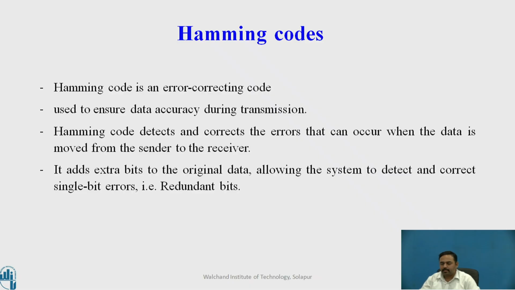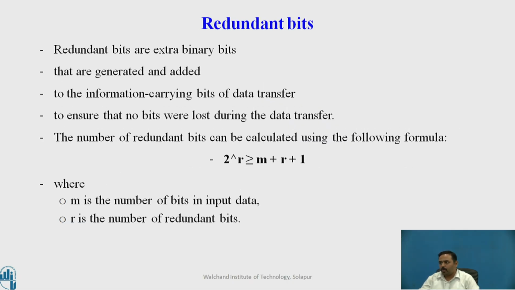So data is transferring from sender to receiver. It is like a USB, universal serial bus, which is a combination of 0101 format data. Now, what is a redundant bit? Redundant bits are extra binary bits that are generated and added to the data for carrying data transfer, to ensure that no bits were lost during the data transfer. So after adding redundant bits, we can ensure with the help of Hamming code that there is no error in the transmitted data.